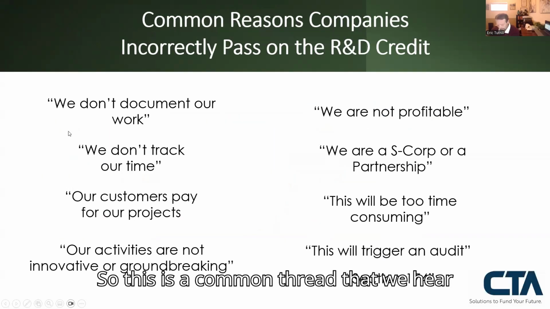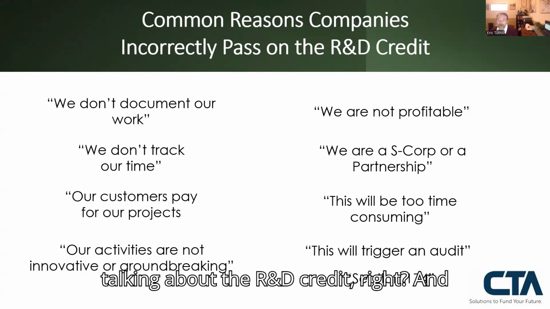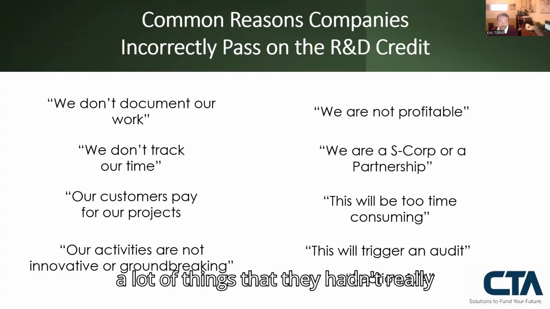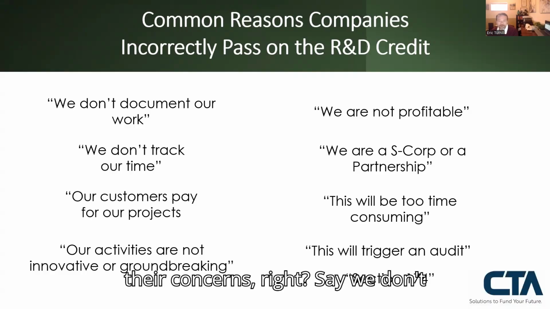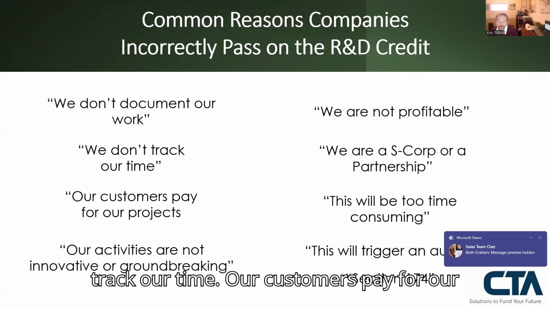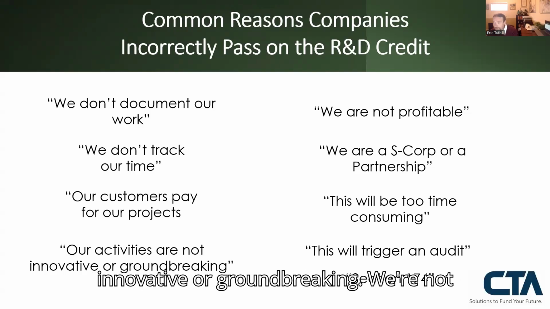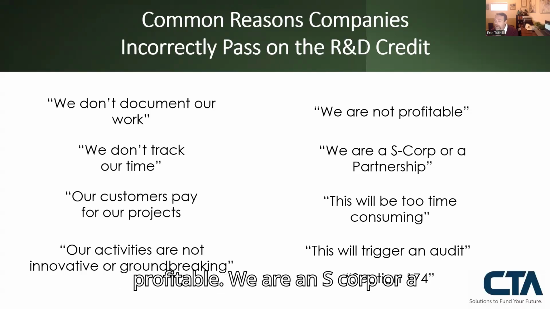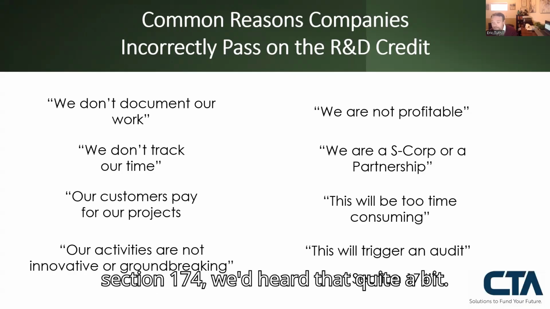So this is a common thread that we hear from a lot of taxpayers when we're talking about the R&D credit, right? A lot of things that they hadn't really looked into before, like a lot of their concerns, right? Say we don't necessarily document our work, we don't track our time, our customers pay for our projects, our activities are not innovative or groundbreaking, we're not profitable, we are an S corp or a partnership. This will be too time consuming. This will trigger an audit. And, as of late, it had been Section 174. We'd heard that quite a bit.